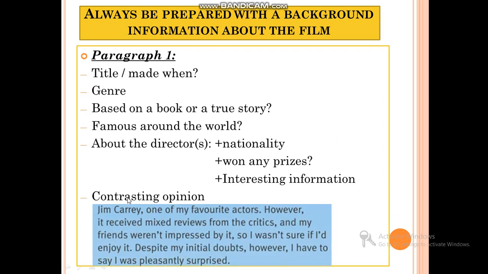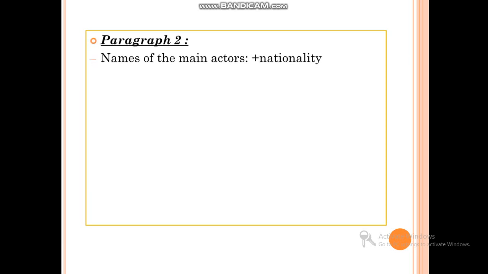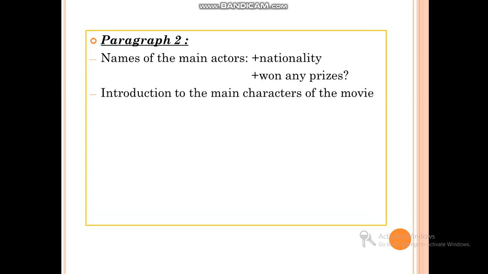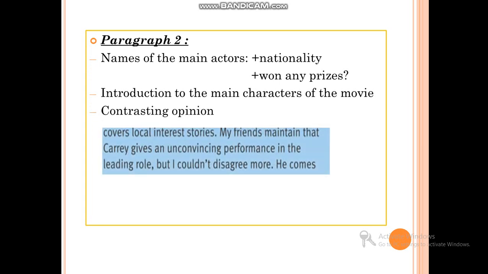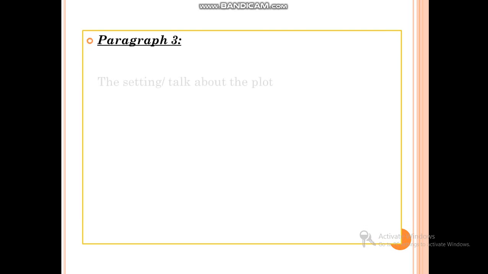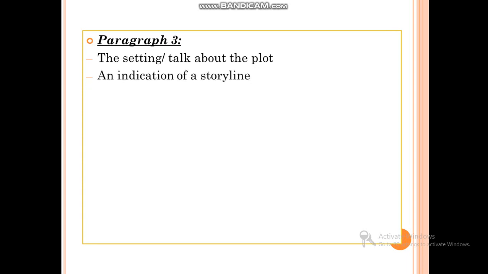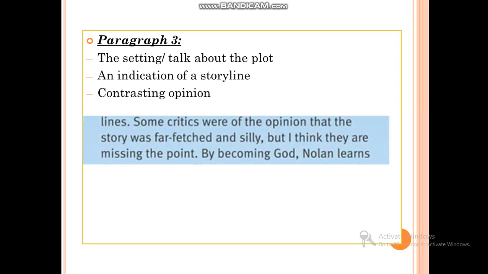If you remember from your part 1 lesson, we read a passage, a film review. So, the sentence I'm showing has the contrasting opinion. In your second paragraph, it's better to include names of the main actors, their nationality, and any extra information, an introduction to the main character of the movie, and also a contrasting opinion here. And in paragraph 3, it's better to talk about the setting and the plot, an indication of the storyline, including a contrasting opinion as well.